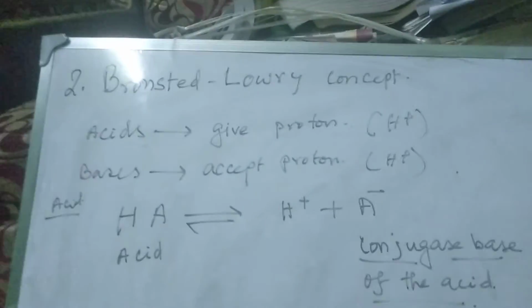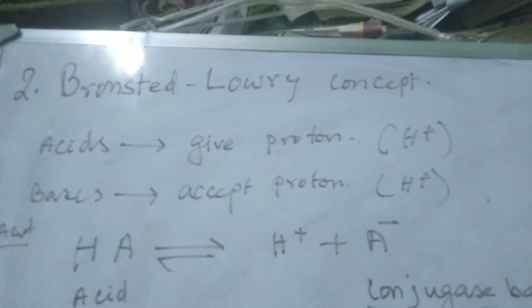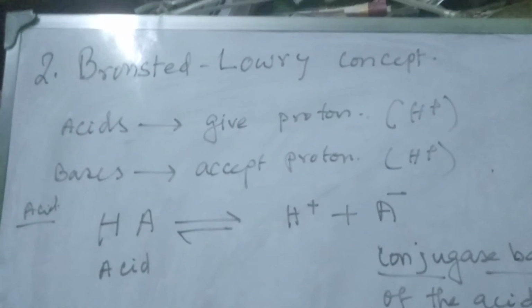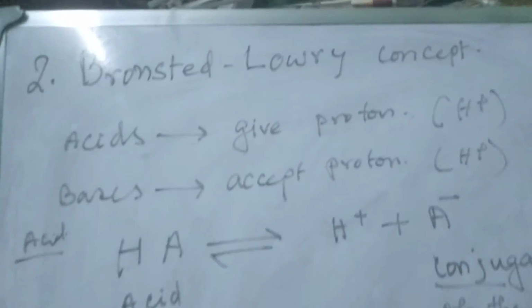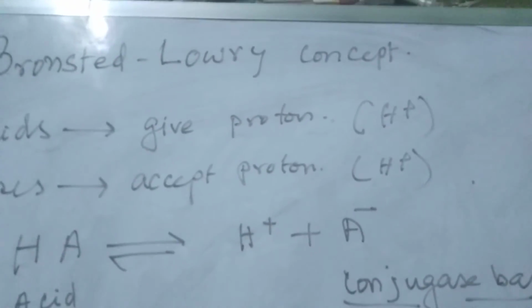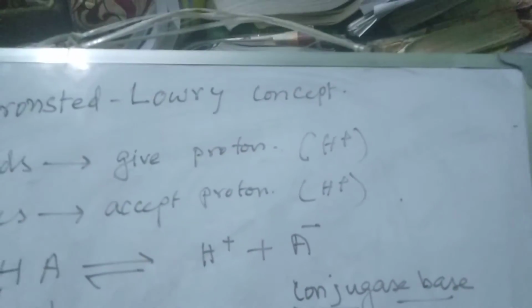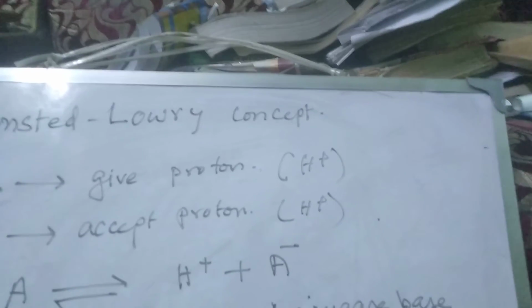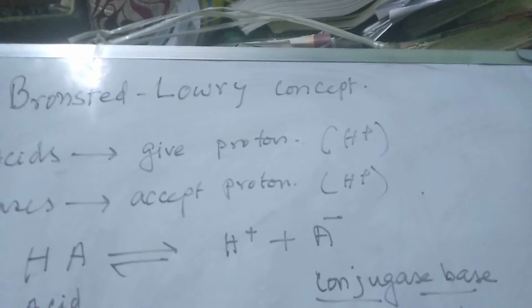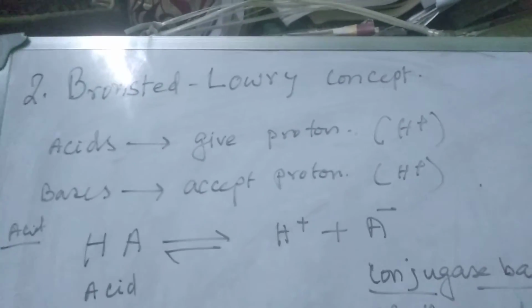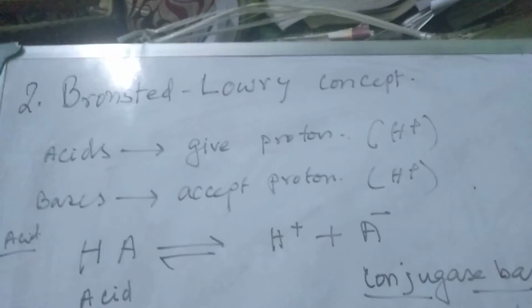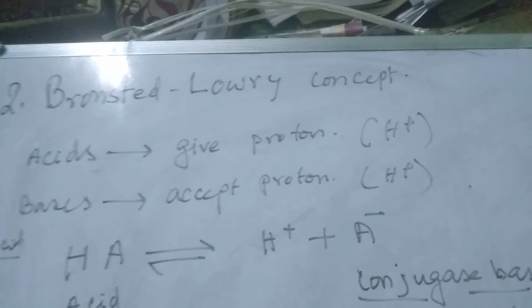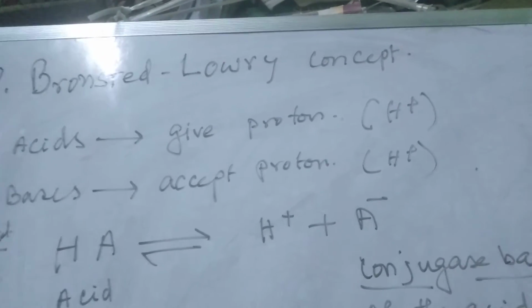Now we come to the next, the Bronsted-Lowry concept. In this concept, acids are those which give protons. Proton means H plus ion, because the H plus ion contains only one proton in its nucleus. So H plus ion means proton: acids give protons and bases accept protons.